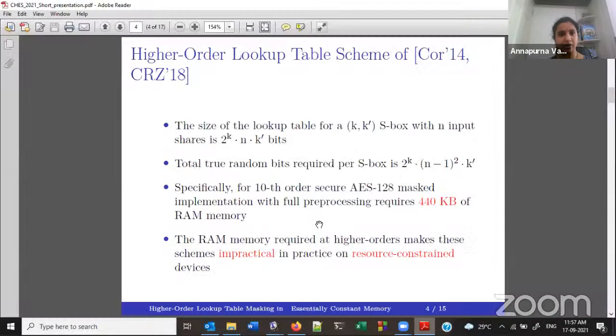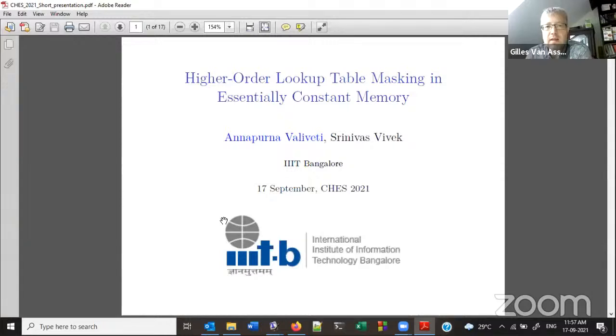I'll start with the screen sharing. Yes. Is it visible? Is my screen visible? Yes. Yeah, can you make it full screen mode? Yes. Sure.